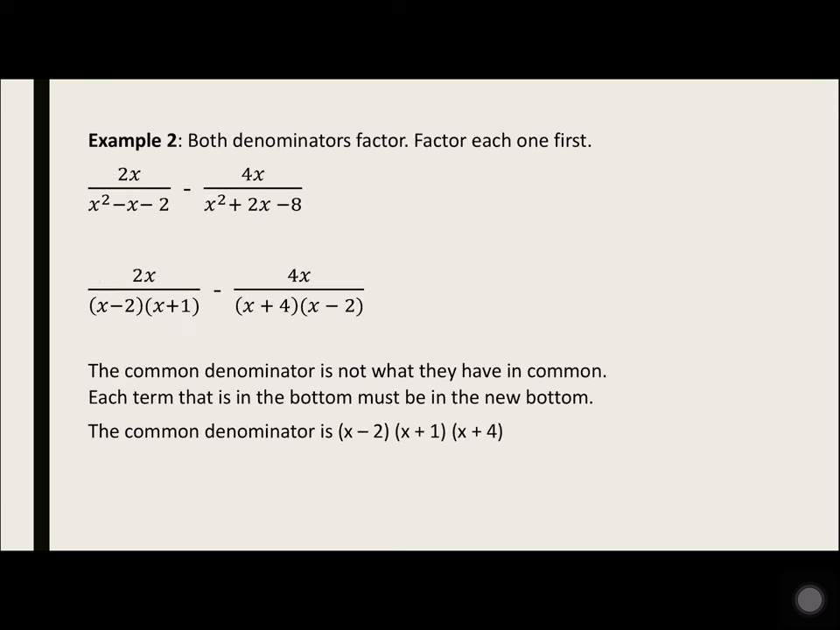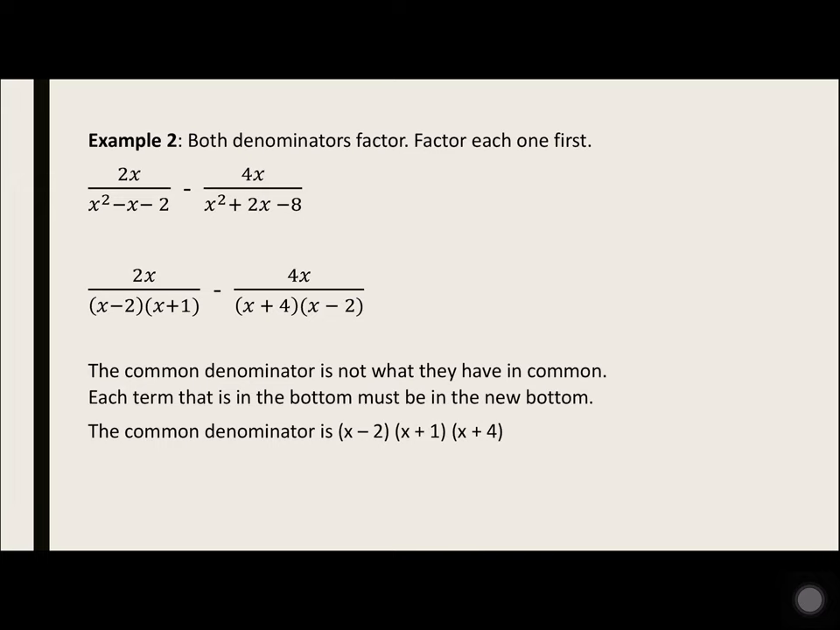Example 2, both denominators factor. Factor each one first. 2x over x squared minus x minus 2 minus 4x over x squared plus 2x minus 8. Each of the bottoms are trinomials with an understood 1, so you want to multiply to the end and add to the middle. To multiply to negative 2 and add to negative 1 is minus 2 plus 1. On the other one, to multiply to negative 8 and add to 2 is plus 4 minus 2.